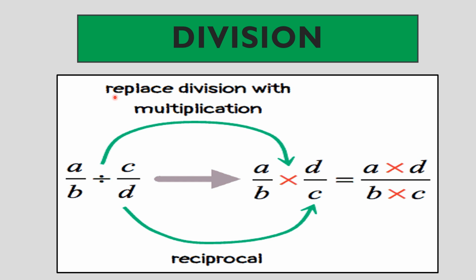Now remember children, what are the steps in division? First, replace the division with multiplication. So you are replacing this division with multiplication and change the divisor to its reciprocal. So C by D will become D by C. Now you have to follow the steps of multiplication, that is, multiply the numerators and multiply the denominators.